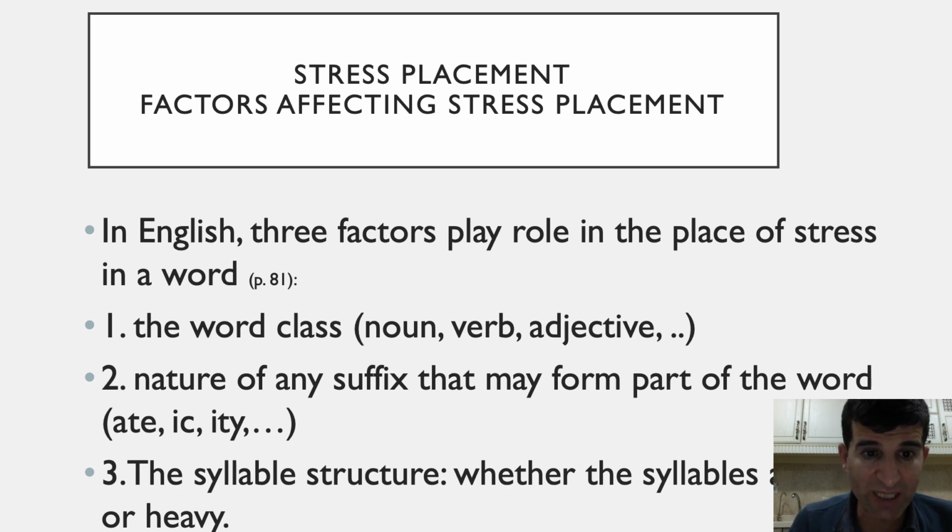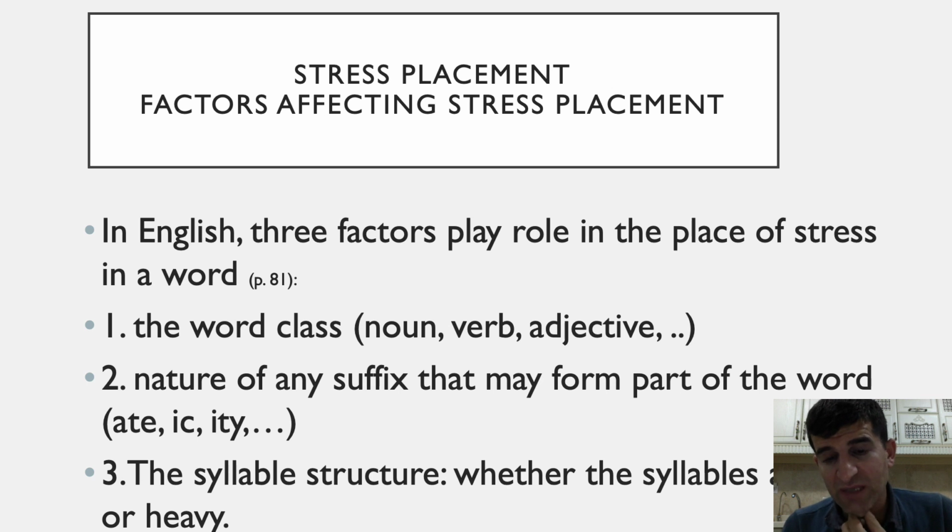The first one is the word class, whether the word is a noun, verb, adverb, adjective, or preposition, conjunction, etc. There are usually two word classes. One of them is called content words, sometimes called open word class. They are lexical words like nouns, verbs, adjectives, and adverbs. These words can usually be stressed.